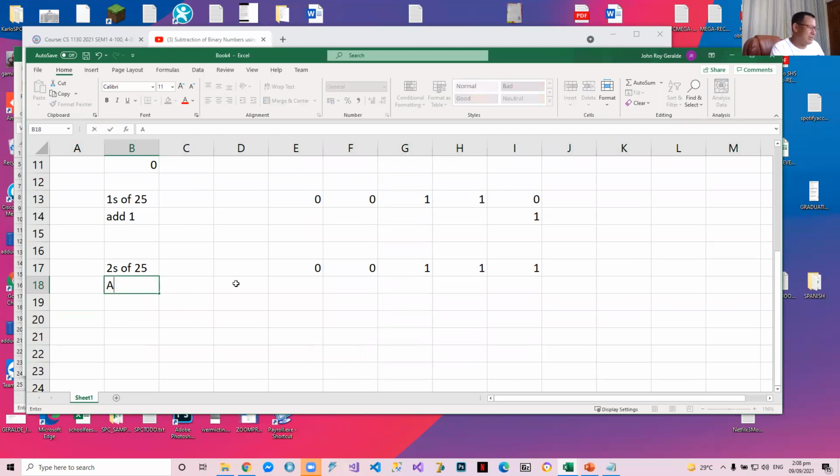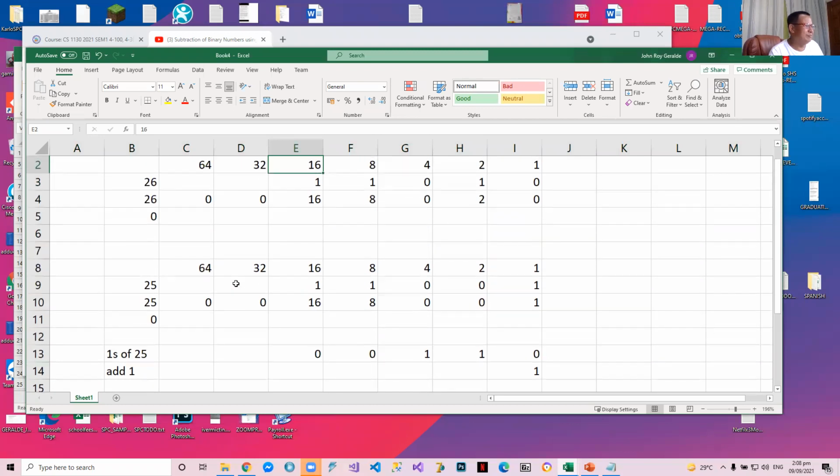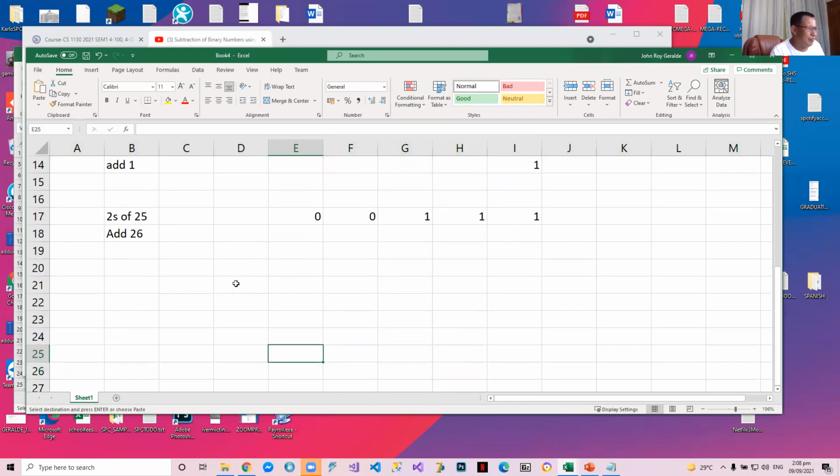We will now add 26. You follow? To get the difference. It doesn't matter whether 25 is above or below the 26 because anyway, we're just doing addition. This is our 26. Diba? Addition lang tayo. We're just doing addition. We are not doing subtraction.